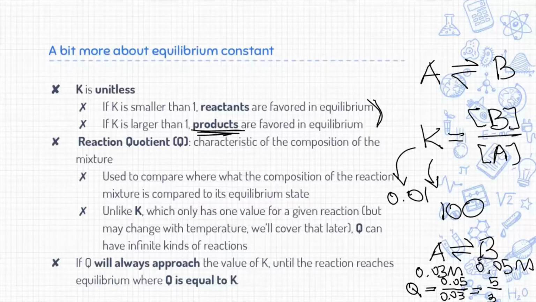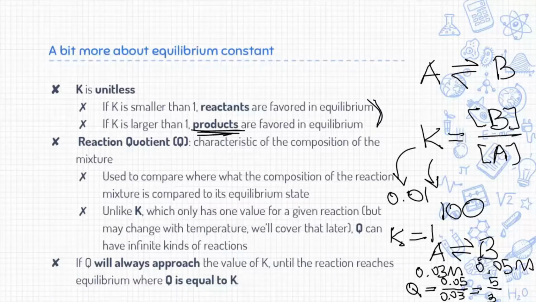Now, the most important thing and why the reaction quotient is important is because when we use the reaction quotient, basically it means that the system isn't in equilibrium yet, but this will become an equilibrium given enough time. For example, for this reaction A and B, if K is equal to 1, while at the moment Q is equal to 5/3, Q will always approach the value of K until the reaction reaches equilibrium where Q is equal to K.